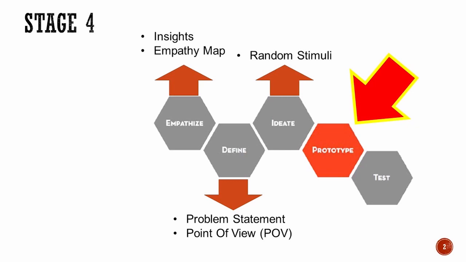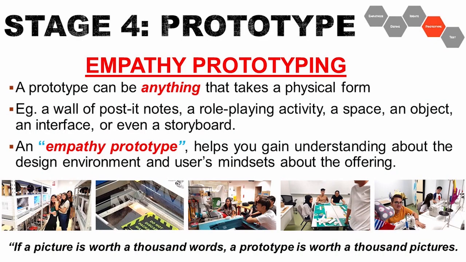For the last 2 lessons, we shared with you the first 3 stages of design thinking, namely Stage 1, empathy, Stage 2, define, and Stage 3, ideate. So today we shall complete the whole process by introducing to you Stage 4, prototype, and Stage 5, testing. For Stage 4, prototype, we would like to introduce to you the concept of empathy prototyping.